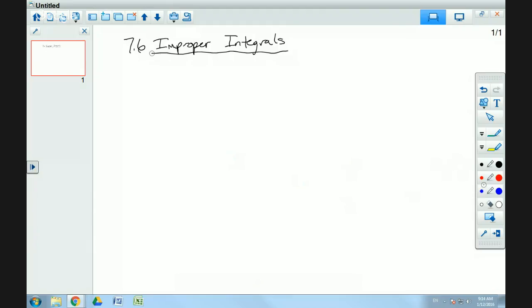Okay, we're looking at improper integrals. And you guys are in AP Stats, a lot of you, right? Do you know the function that represents the bell curve?